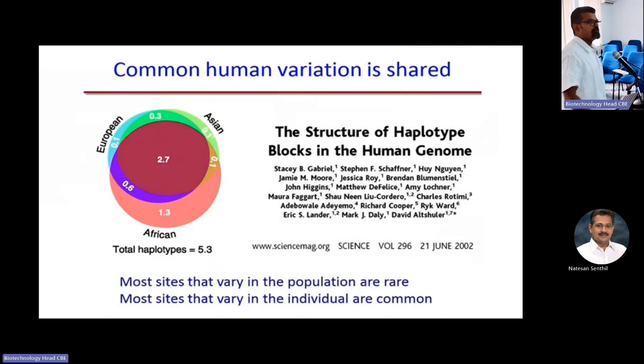So the common human variations are shared. For example, most sites that vary in the population are rare, while most sites that vary in individuals are common. We can try to understand the genetic makeup of the Asian population versus European and African, and we can come up with population-specific diagnostic tools or treatment decision tools, etc.